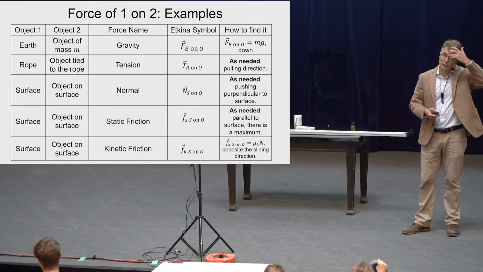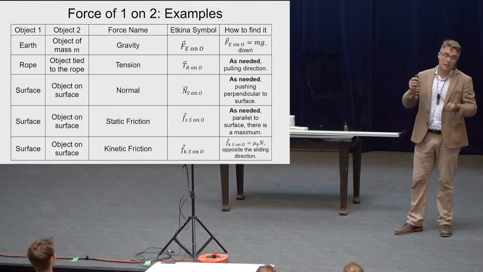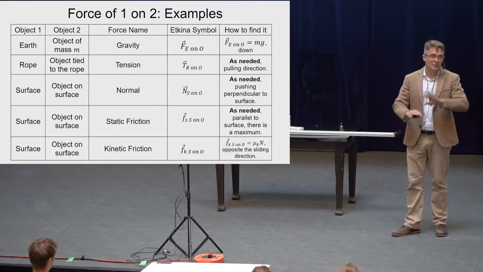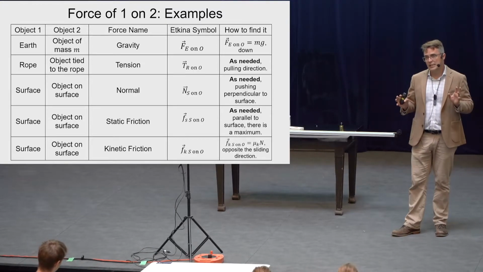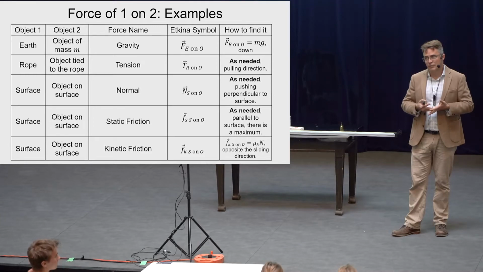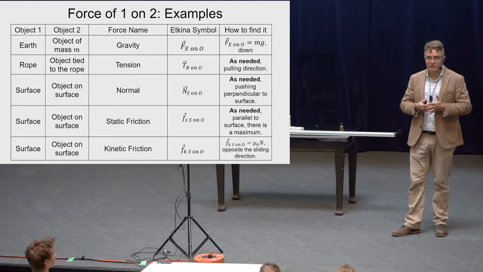This is a chapter 4 kind of concept, but there's a good equation. There's an equation for gravity. There's an equation for sliding kinetic friction, but the rest of them are trickier. They're as needed. So you have to figure out what's going on and usually solve out Newton's law if you want to try to find them. Don't try to just plug in an equation because you're not going to find one. They're as needed. They could be 0 and often are.